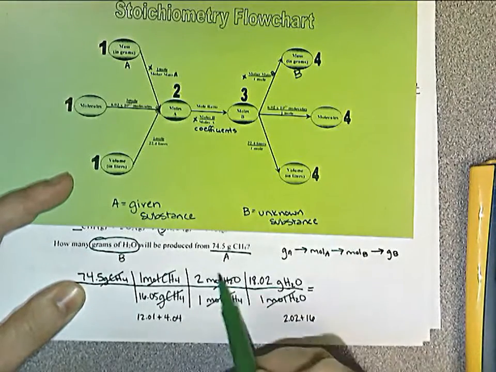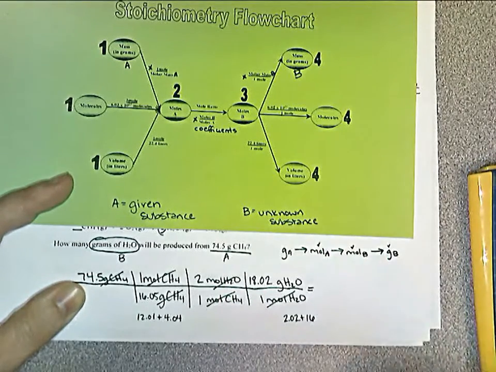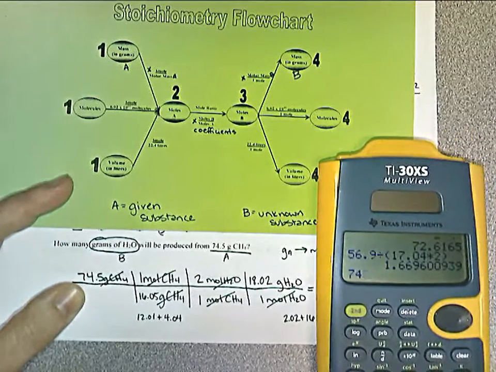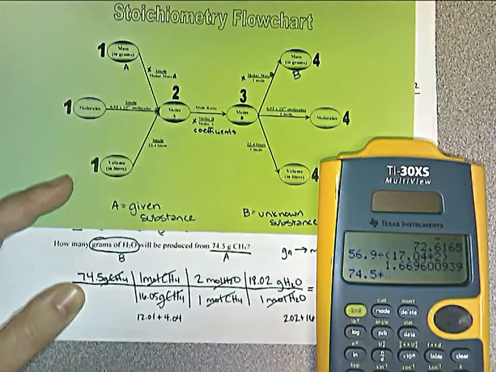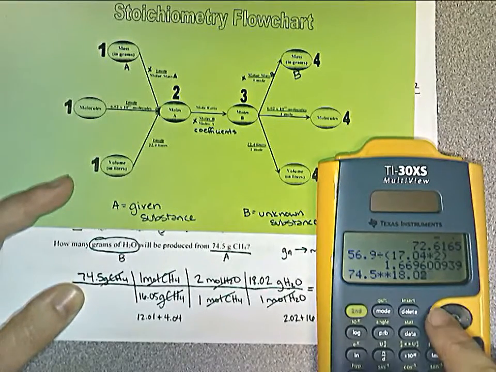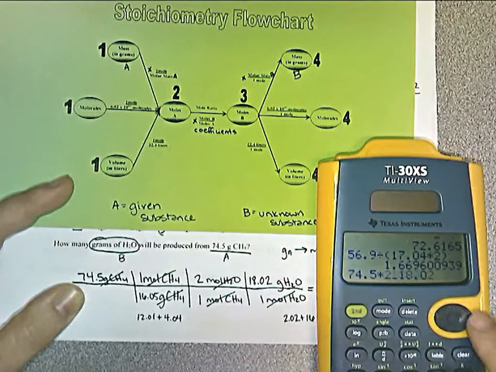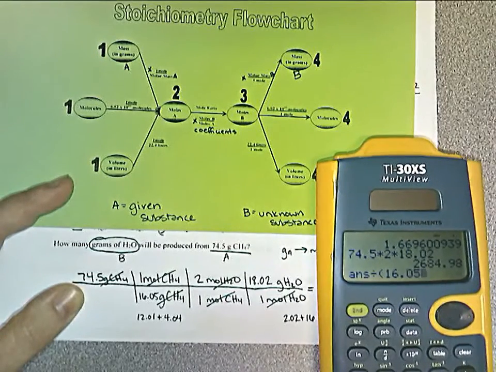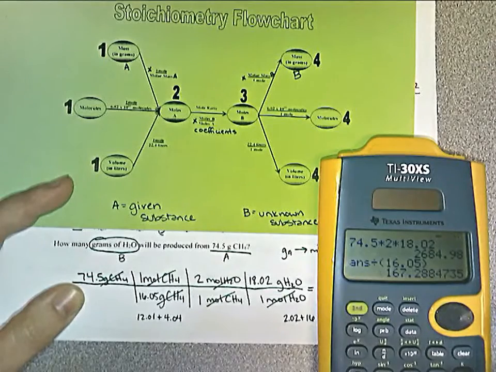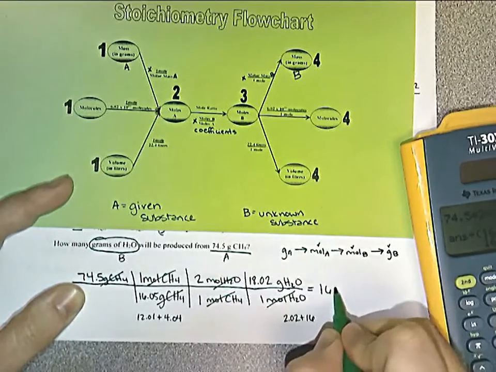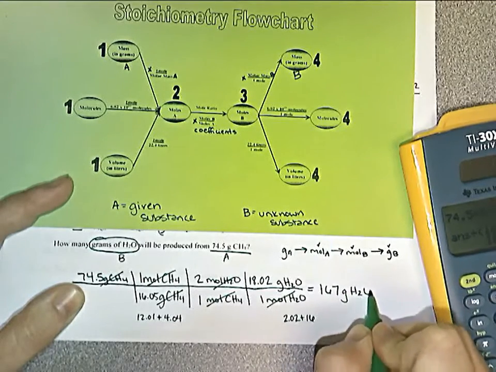I've done all of my conversions. Now I just need to do my math. 74.5 times 2 times 18.02. Okay, I need a 2 in there. Okay, that's everything on top. Divided by, well, there's only 16.05 on bottom, so I didn't need those parentheses at all. You should get basically 167 grams of H2O.